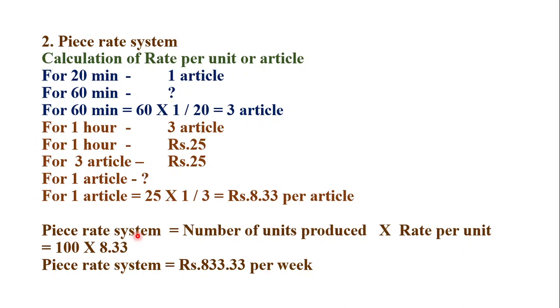Now wages under the piece rate system is equal to number of units produced into rate per unit. Number of units produced is 100 and rate per unit is 8.33. Wages under the piece rate system is rupees 833.33 per week.